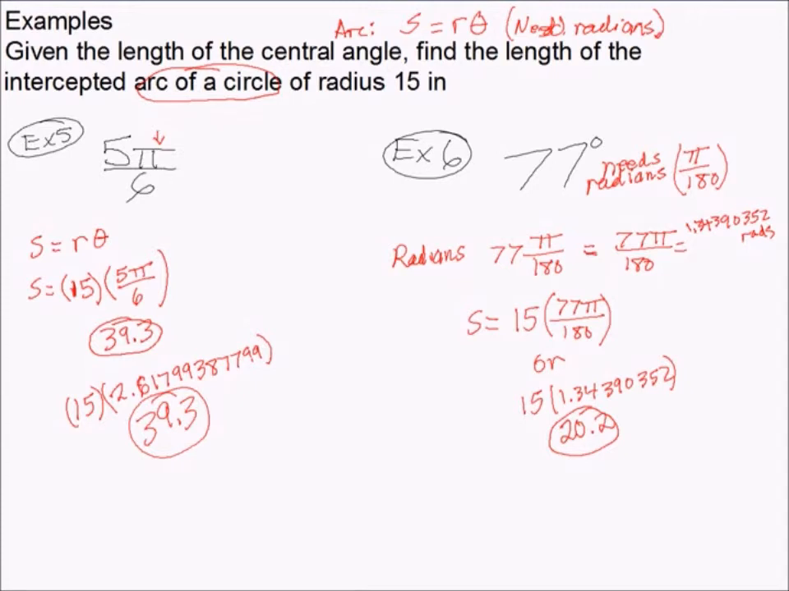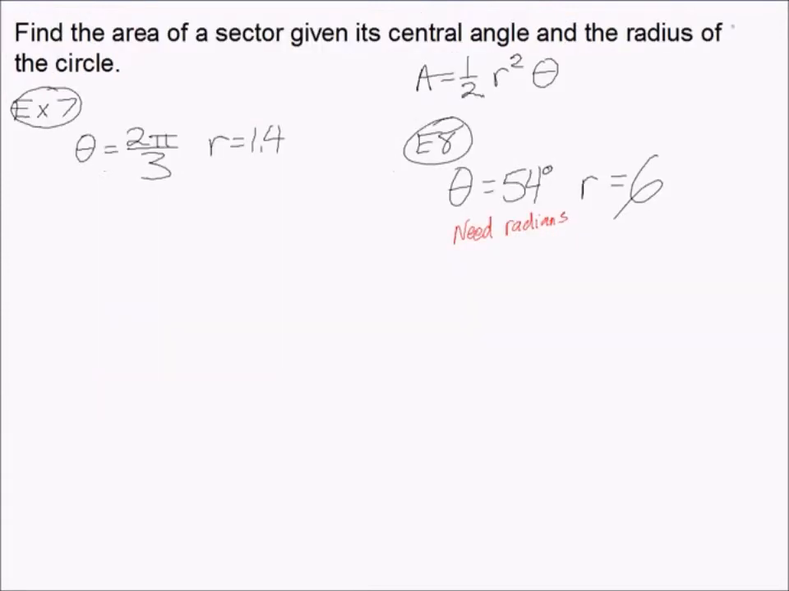Next card. All right. Find the area of a sector given its central angle and the radius of a circle. Okay? So I have a circle, I have the angle, I have the arc, and I'm trying to find this piece of the circle, the actual pie slice. So right here, this is in radians, and right here, we need radians.